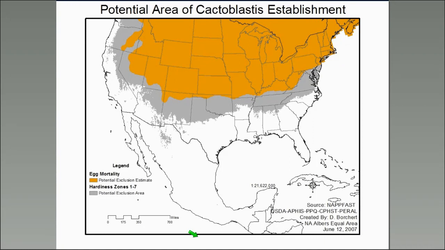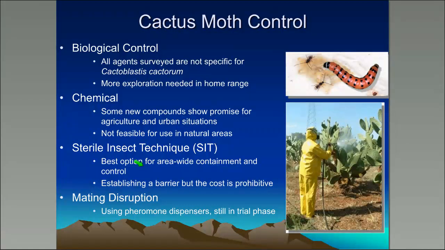So this is leading us to understand what an outcome might be in Texas. When I look at this map, five-sixths of the state of Texas is within the area that the cactus moth could live and survive with the prickly pear that we have. We have no natural biological control agent, none that has been found in South America that can be brought to Texas to kill the cactus moth.